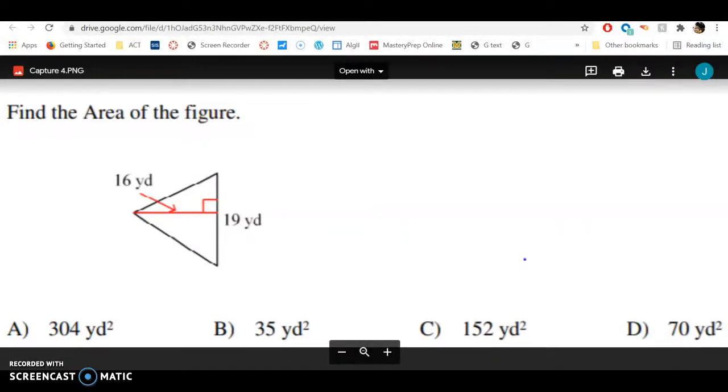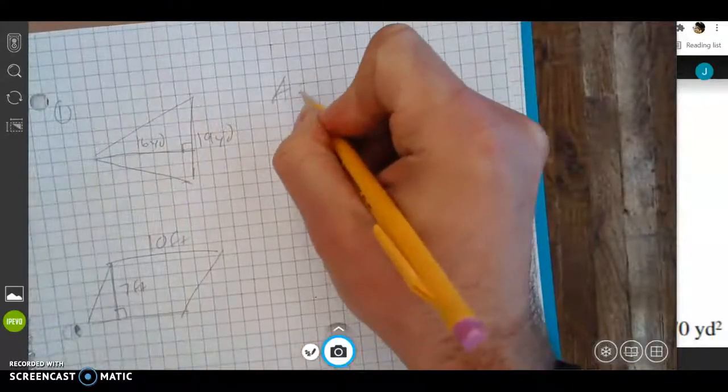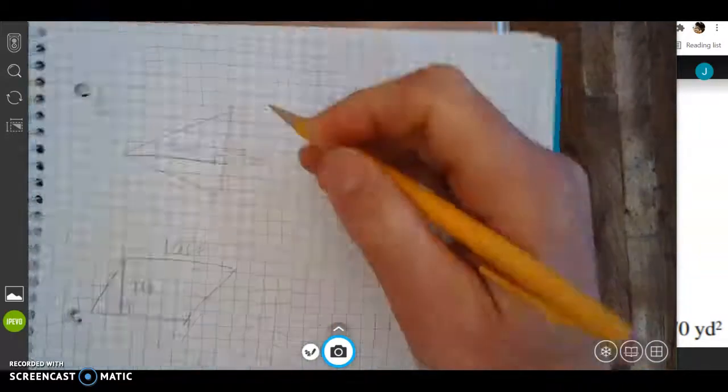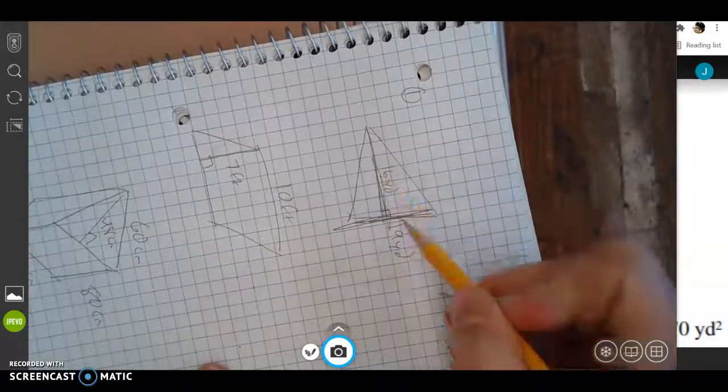Number one, find the area of that. Ready, set, go. All right, let's see what we got. Obviously, that's a triangle. Area of a triangle is what? Oh, yeah, 1/2 base times height. It's kind of turned a little bit like this. This is the base. This is the height right here.